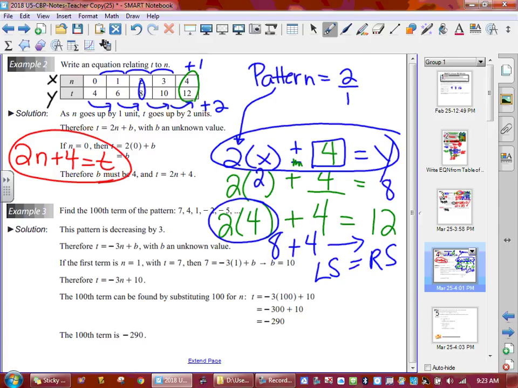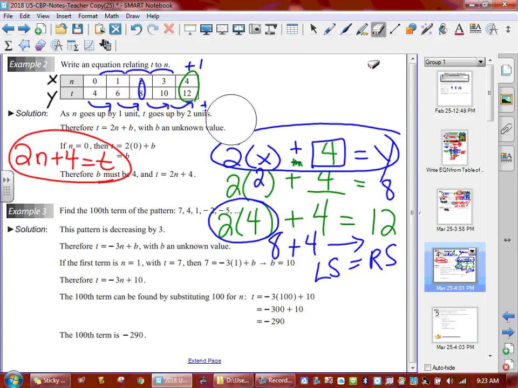How about we have a t number of 22? Okay, t number of 22. Can we find the n? Yes. So, this is what we're going to do. I'm going to erase this blue right now, and I'm going to show you how to find that.